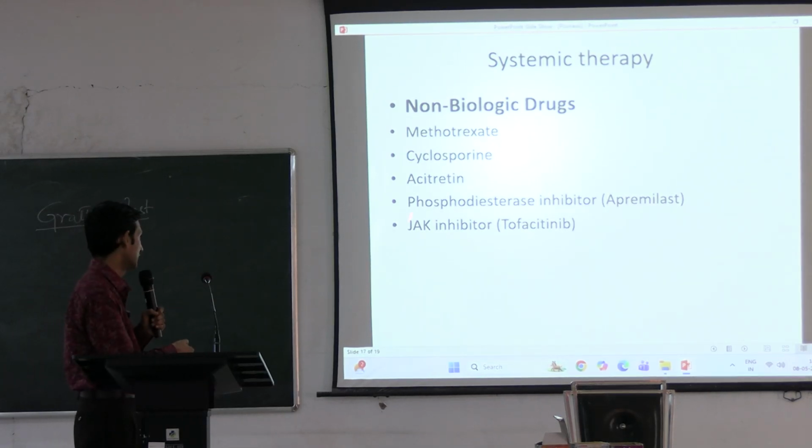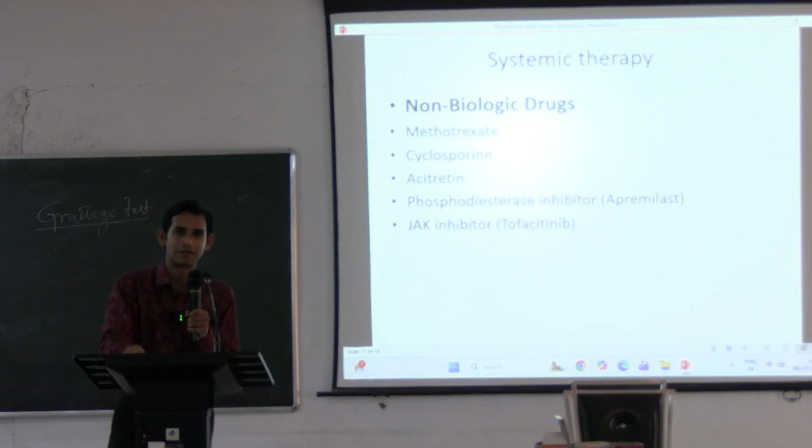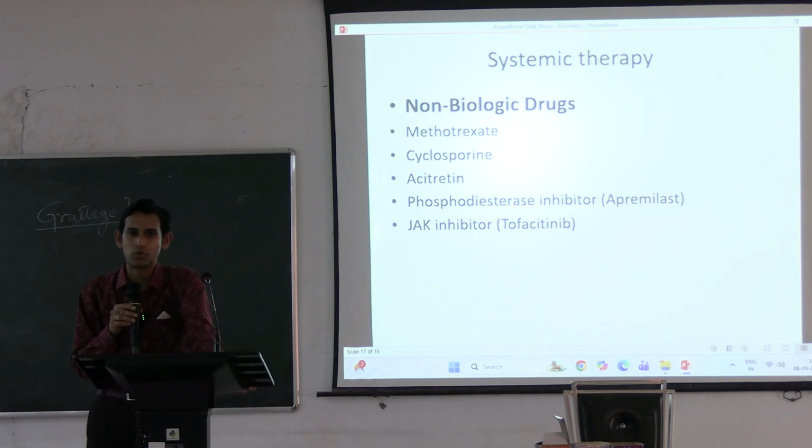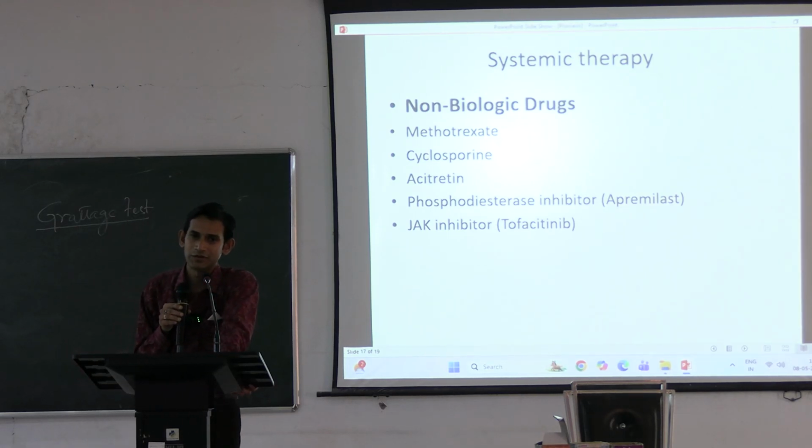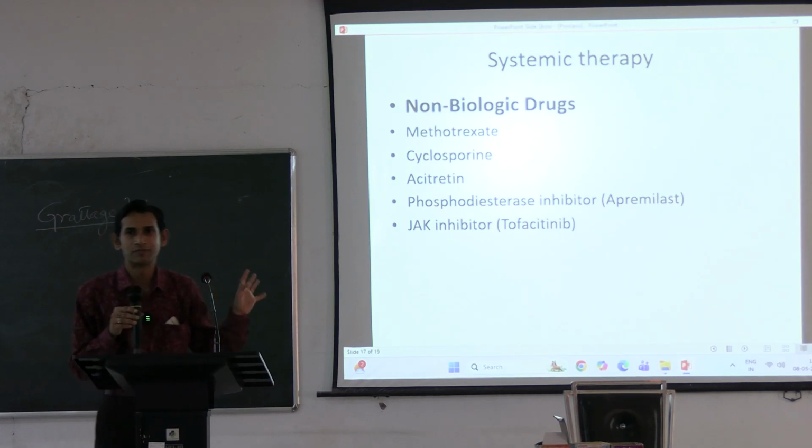Non-biologic drugs include methotrexate. Methotrexate is a common drug, usually an anti-cancer drug, but used in the treatment of psoriasis in low dose, usually given in a dose of 5 to 7.5 milligram weekly, as a low starting dose. Methotrexate acts as an anti-inflammatory in the case of psoriasis. You just have to remember the name, and the standard names are sufficient.